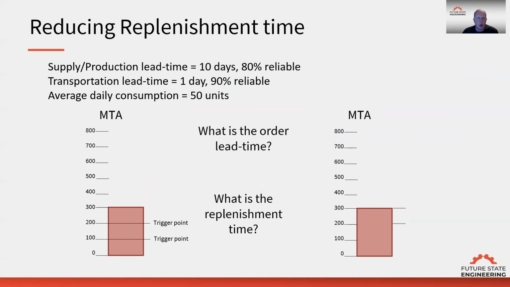Now what happens if we change it up and go to a make to availability concept where we reduce the order quantity significantly from 800 units down to 100 units? What is the impact of doing smaller batches? Let's calculate it. Day 0, stuff shows up at the point of consumption, and in 2 days we get to the trigger point and we reorder. The order lead time goes from 12 days to 2 days. Our supply and production lead time remains the same, and our transportation lead time is the same. Replenishment time now goes to 13 days.